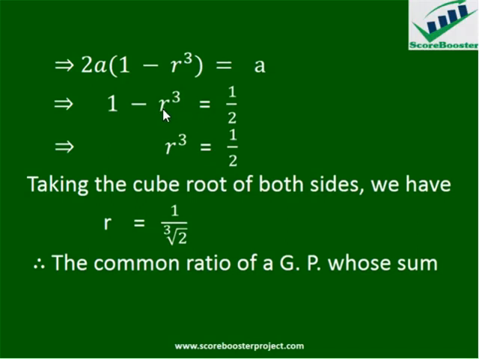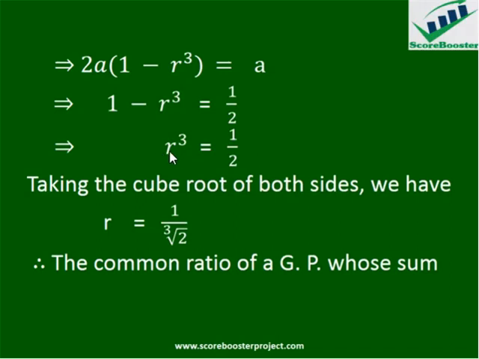Since we are to obtain the value for the common ratio, we first make R cubed the subject of the formula. So if we want to make R cubed the subject of the formula, we transfer R cubed to this side and bring half to this side. If R cubed is transferred to this side, it changes to positive R cubed equals 1. If this is brought to this side, we have minus half. R cubed equals 1 minus half, which is half.